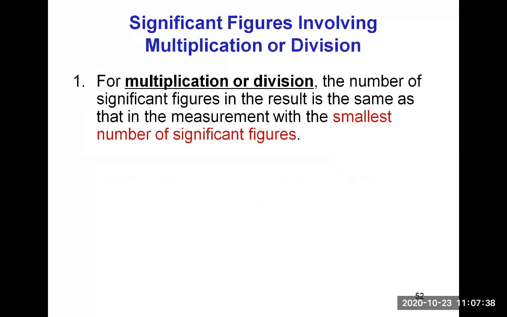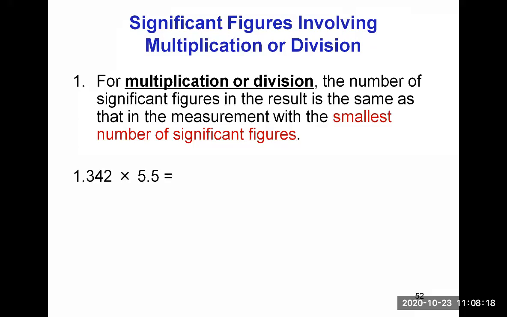So how to deal with significant figures when you are doing multiplication and division. For multiplication or division, the number of significant figures in the result is the same as that in the measurement with the smallest number of significant figures. So that's the rule that you need to learn by heart. When you're multiplying or dividing or doing both, you need to keep the smallest number of significant figures at the end. So you will need to look at all measurements involved in the calculation and find the one with the smallest number of significant figures.